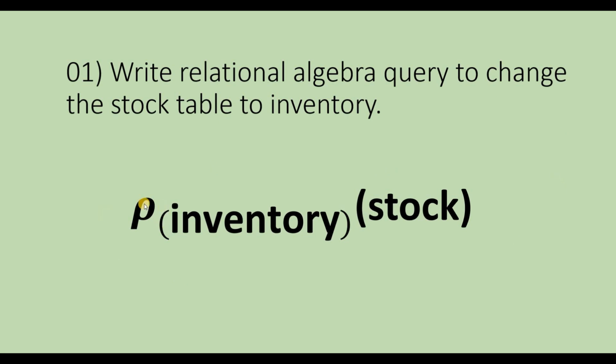Here's the answer. So we can use this symbol, the letter rho, to rename. That means to rename a table, we can use this symbol, rho. This is the rename operator. By using this operator, we can rename a column name or a table name into another name. So in this question, we have to change the name of the stock table into the inventory. So here's the answer for the first question.